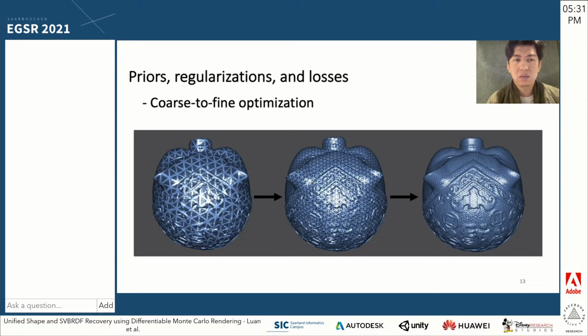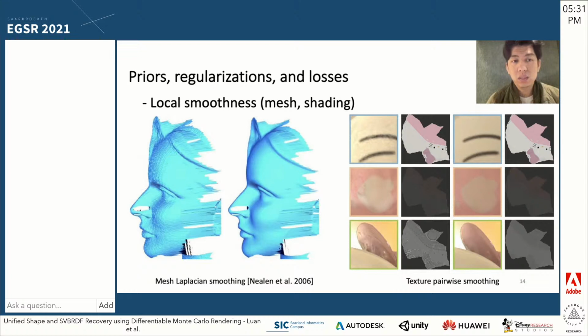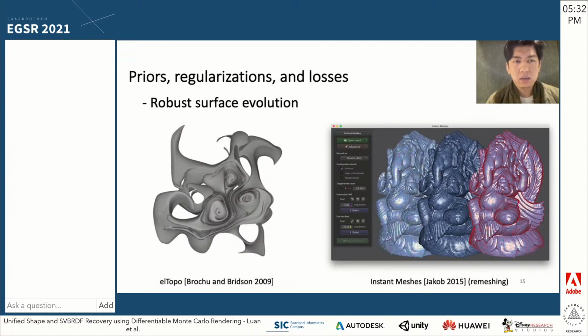And there are other priors such as local smoothness. We apply Laplacian smoothing for the geometry to avoid bumpy surfaces in the tiny detail parts, and also some smoothness in the texture. And we also apply robust surface evolution. Basically, we want to avoid any self-intersections or holes in the evolution of the surface, and we rely on remeshing to improve the topology quality.